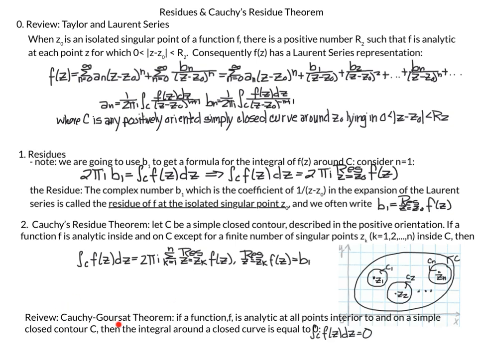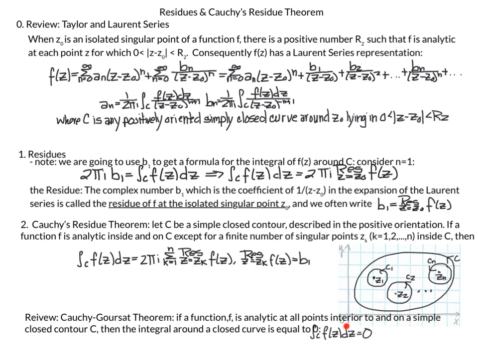I'm going to mention this theorem here, the Cauchy-Goursat theorem from chapter 4. I stuck it here because I feel like it's related to Cauchy's residue theorem. So the Cauchy-Goursat theorem said if a function f is analytic at all points interior to and on a simple closed contour C, then the integral around the closed curve is equal to 0.